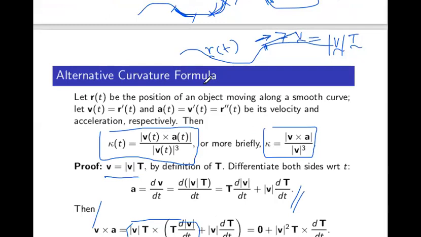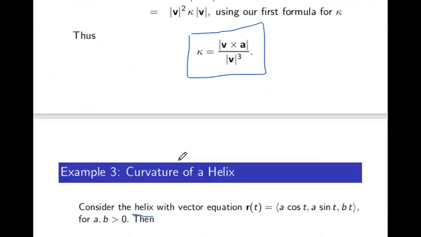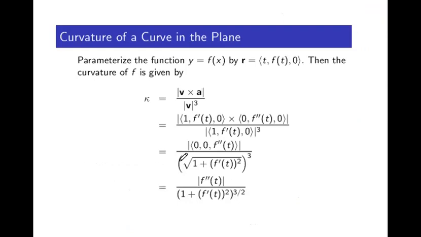So finally we showed that the curvature can be expressed in terms of velocity and acceleration of a particle. If a particle is moving along this curve r, then the curvature of this path can be expressed in terms of velocity and acceleration at a given time. So right now we are talking about this practical problem.